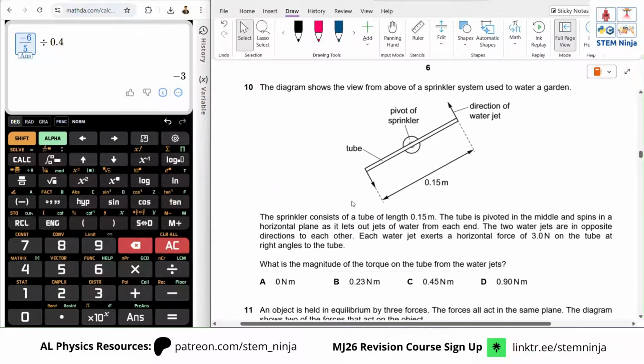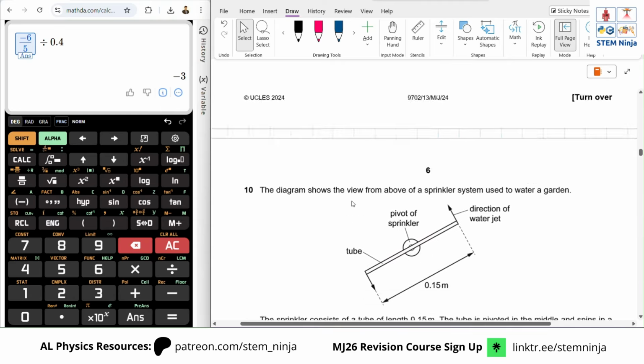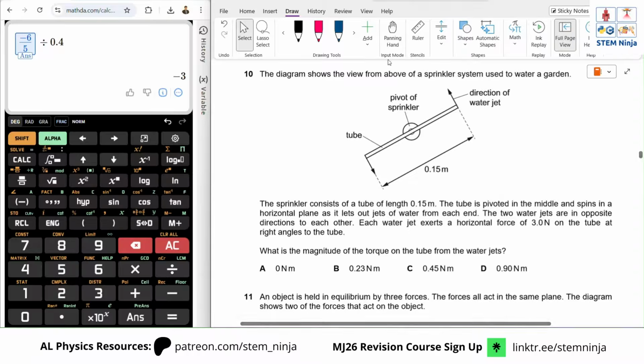Okay. The diagram shows the view from above of a sprinkler system used to water a garden. The sprinkler consists of a tube of length 0.15 meter, and the tube is pivoted in the middle and spins in a horizontal plane as it lets out jets of water from each end.